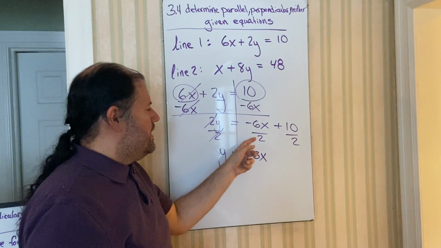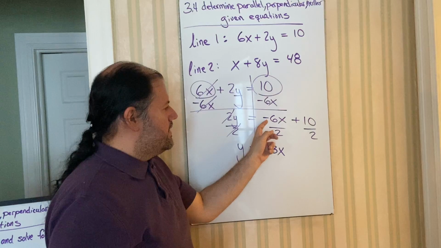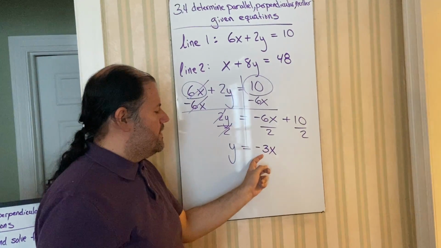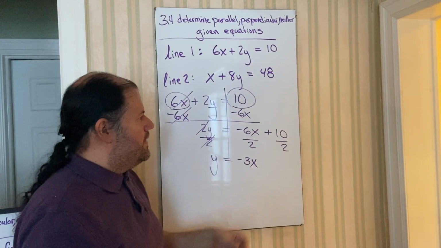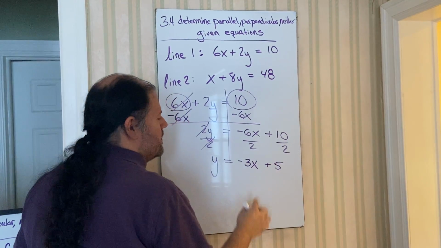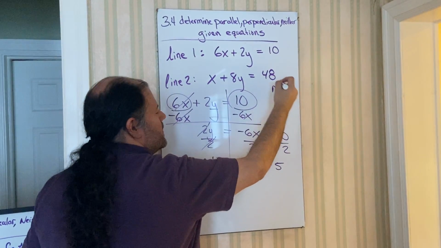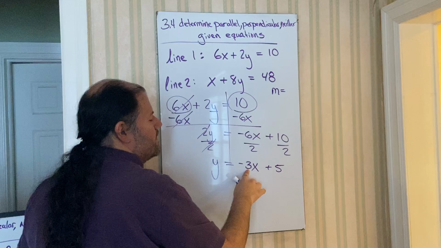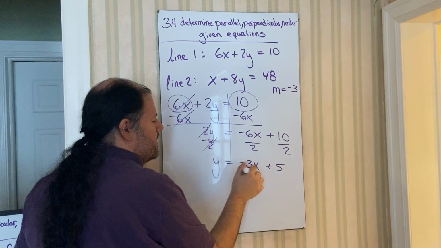Because this divides out evenly, and this x is on top, you could slide the x over and just say negative 6 divided by 2 is negative 3 with the x on the side. And over here, 10 divided by 2 is going to be positive 5. So here, we can see the slope of the first line is negative 3. Remember, it's the coefficient of x.